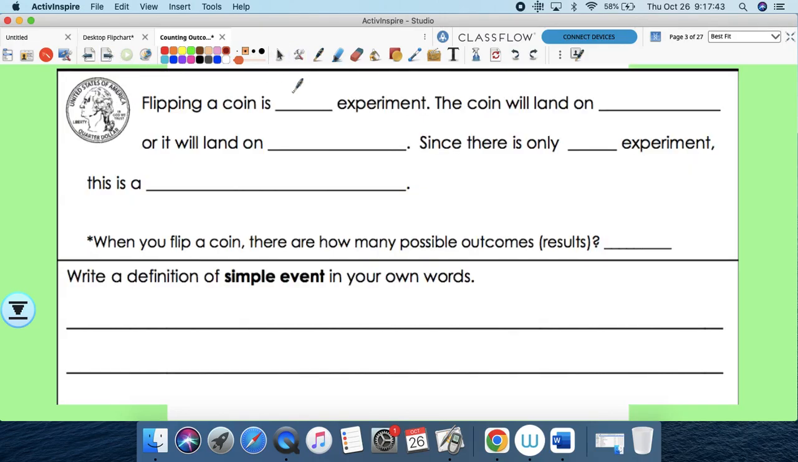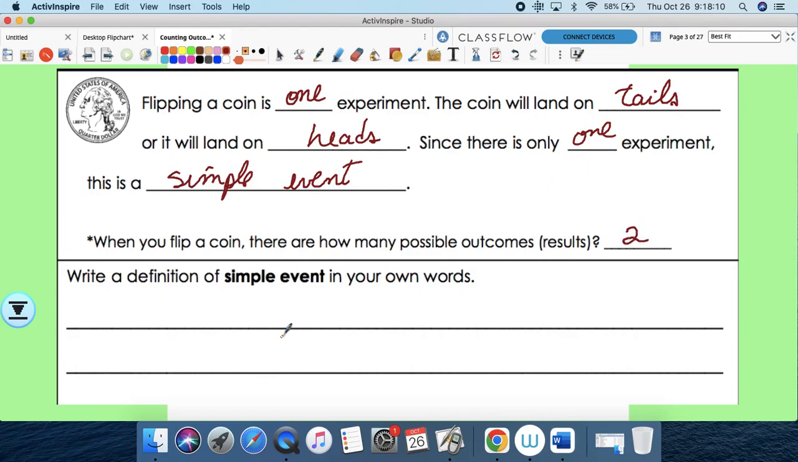Flipping a coin is one experiment. The coin will land on tails, or it will land on heads. Since there is only one experiment, this is a simple event. Okay, when you flip a coin, there are how many possible outcomes? Well, it's either going to be heads or tails, so there's two outcomes.